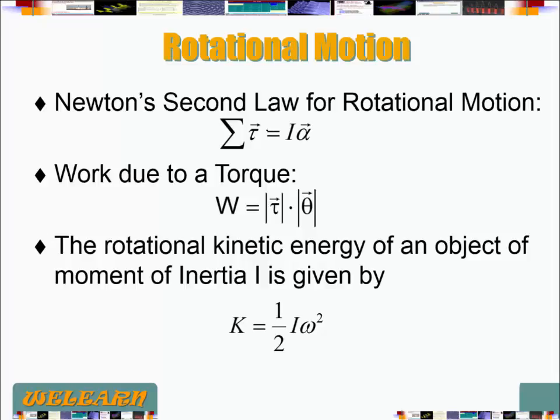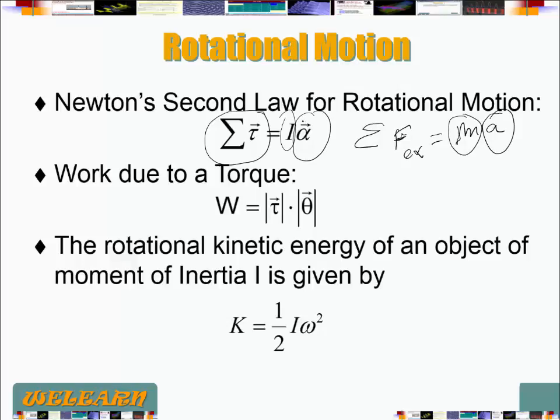The good thing is it is the same way. If you recall Newton's second law, the sum of all external forces is equal to ma. It's going to be the same thing here. The sum of all external torques is equal to, instead of m, we'll have the moment of inertia I, and instead of a, we'll have the rotational acceleration alpha. Sum of all external torques is equal to I alpha.